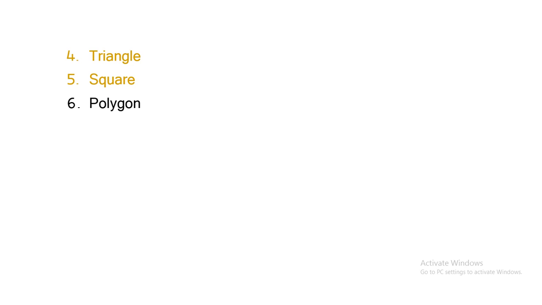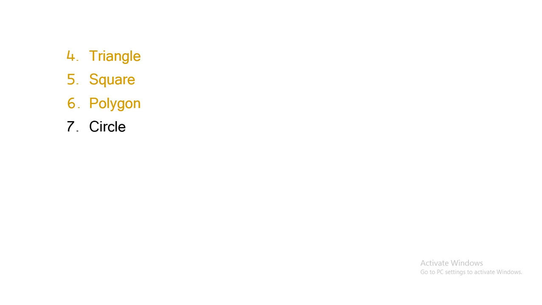Next is a polygon. A shape surrounded by more than four straight lines is called a polygon. Polygons with all sides and angles equal are called regular polygons. The type of polygon is determined by the number of sides: pentagon, hexagon, heptagon, octagon, nonagon, decagon, etc.